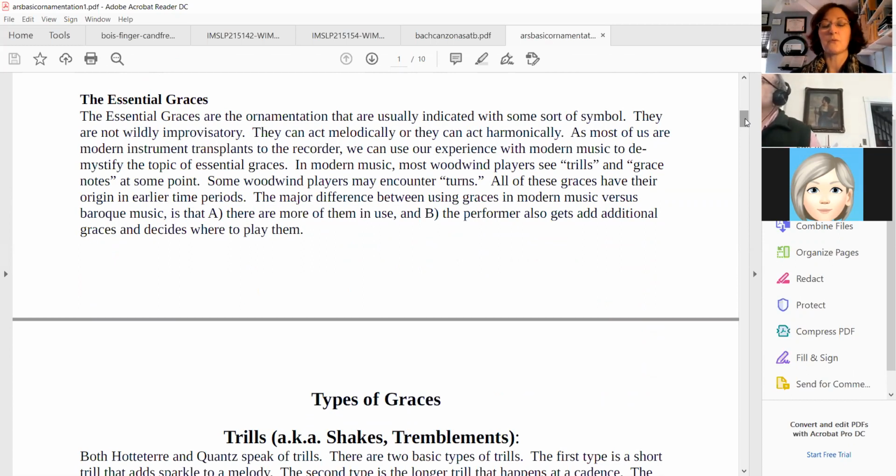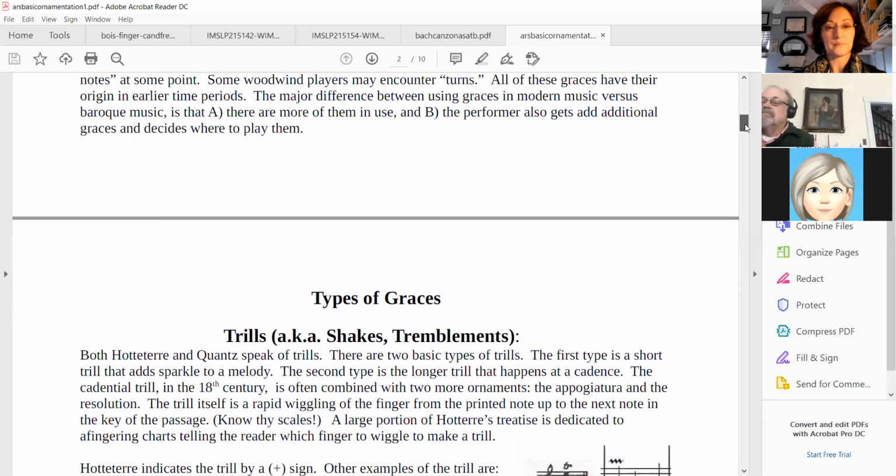In modern music, most woodwind players see some sort of trills or grace notes at some point, and depending on which instrument you play, you might even encounter some turns. And all of these grace notes, all of these essential graces, have their origin in earlier time periods. The major difference in using the graces today versus using the graces in the 18th century is that in Baroque music, the composers will either completely tell us when to use them, or they will give us plenty of room to decide when and where we want to use them.